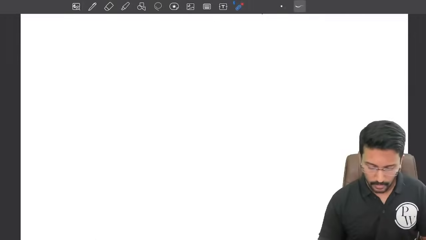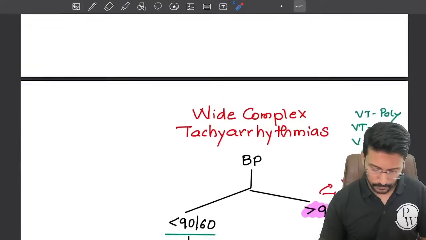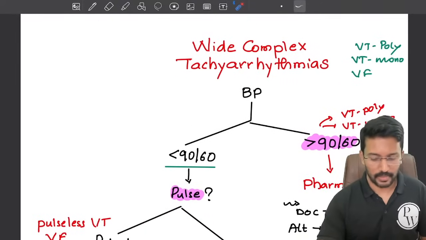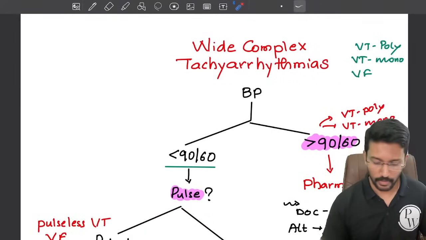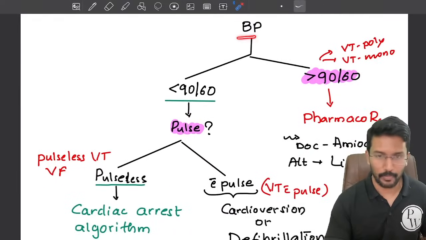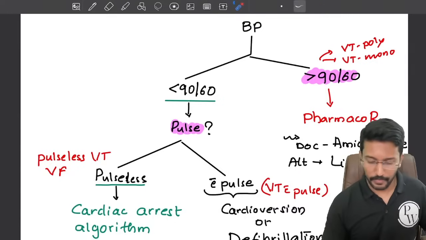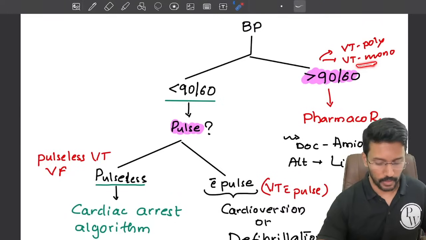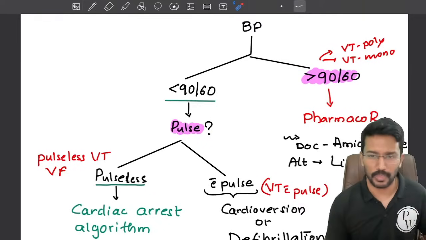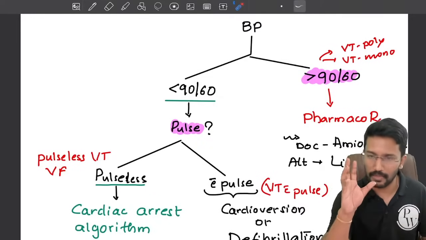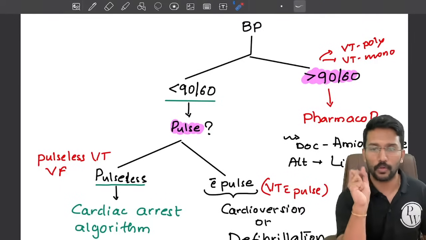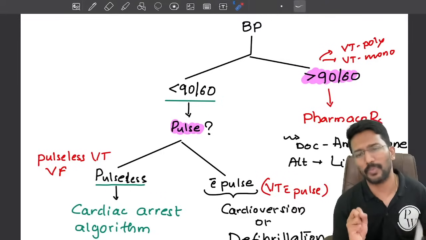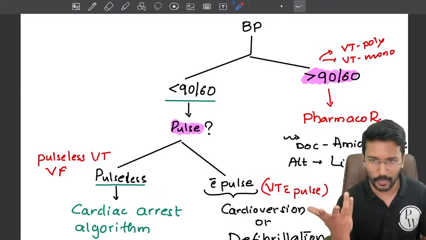Okay. Now when it comes to the wide complex tachycardias like VT and VF, how do we approach or how do we manage? Again, same question, what is happening to the BP? If it is VT or VF, especially VT, right? VF, remember, is generally without pulse because in ventricular fibrillation, the ventricle is not contracting, it is shaking. Pulse is generated by ventricular contraction. When ventricular ejection happens, pulse comes. If it is not contracting, no pulse, right?